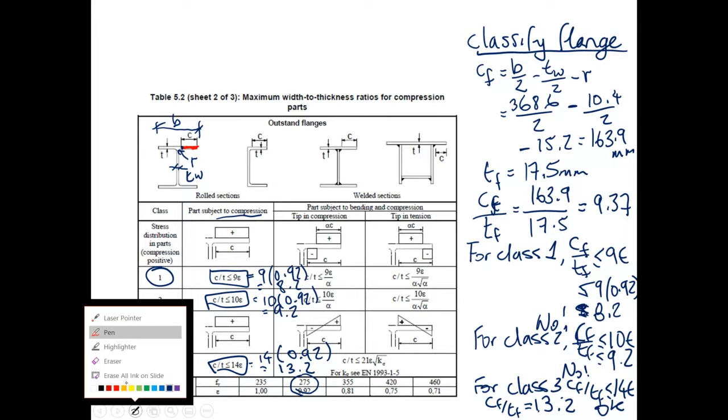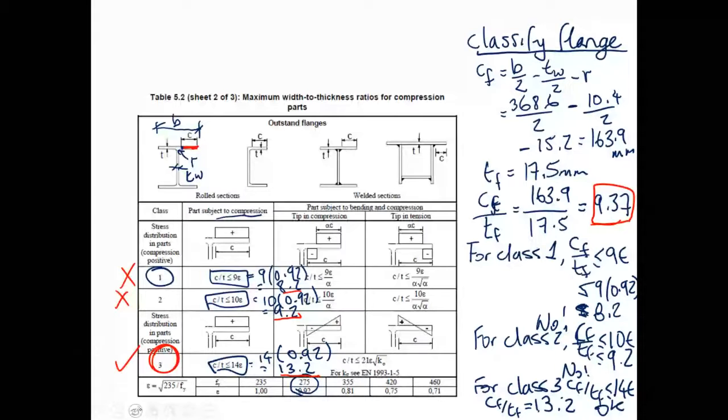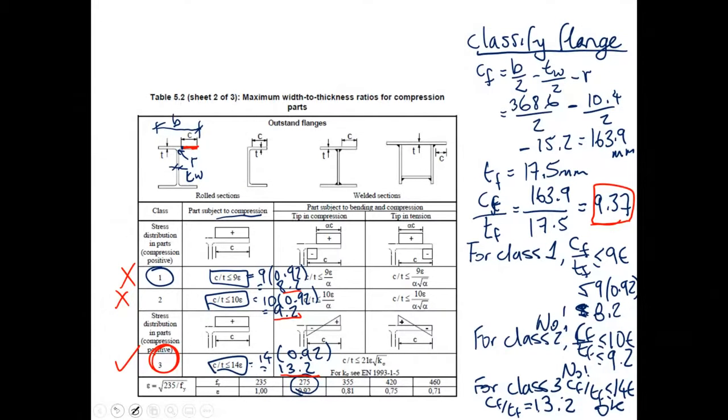And when I go up here, I check this ratio, which is 9.37. I can see that it's not less than 8.2, so it's not class 1. It's not less than 9.2, so it's not class 2. But it is less than 13.2, so it is class 3. Is that right, Oisin? Yeah, that's perfect. Nice. Thanks for stopping me, because it's important. If you needed to stop me, then probably half the class needed the same thing. So any other questions on that?